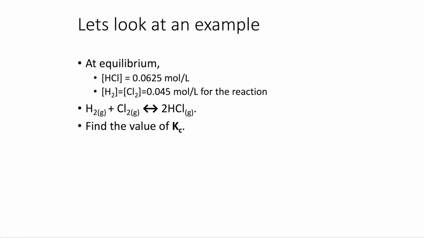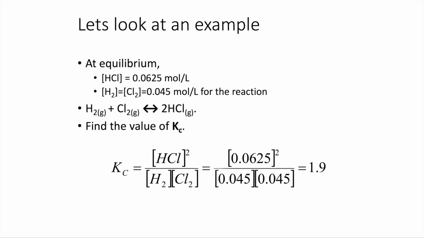So at equilibrium, let's say that the concentration of hydrochloric is 0.0625 moles per liter, which is also what's referred to as molar. And the hydrogen and chlorine both have a concentration of 0.045. So if you want to find out the value of Kc, we know the concentration of HCl is 0.0625, and H2 and Cl2 both have a concentration of 0.045 molar. So to find the value of the constant, it's going to look like this.